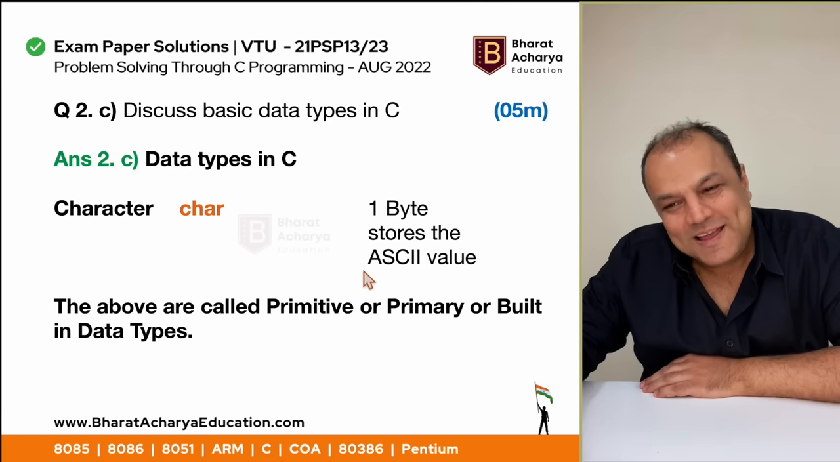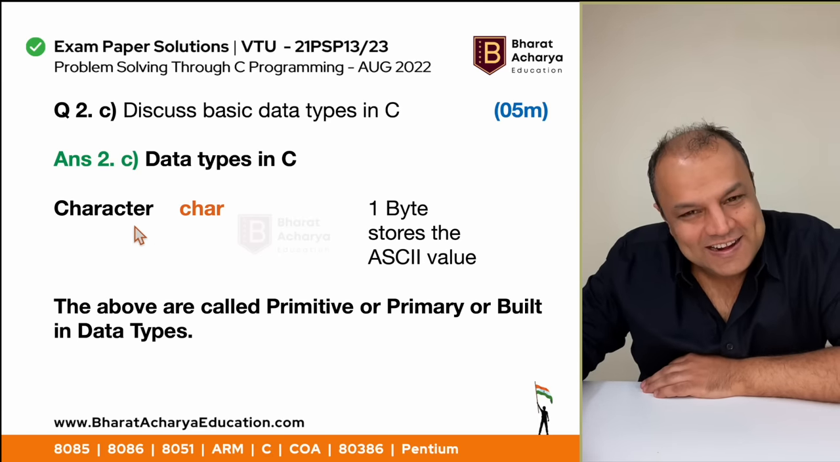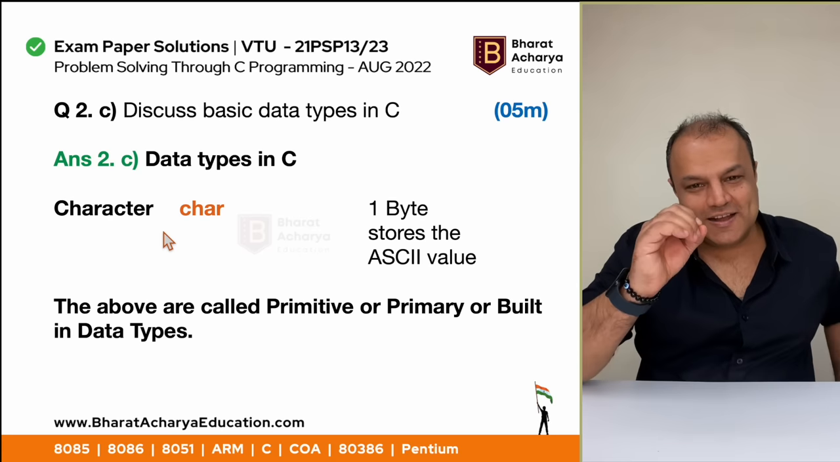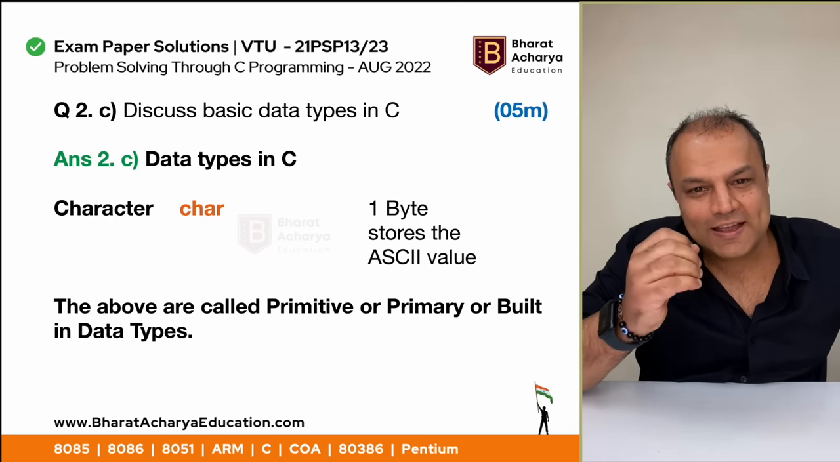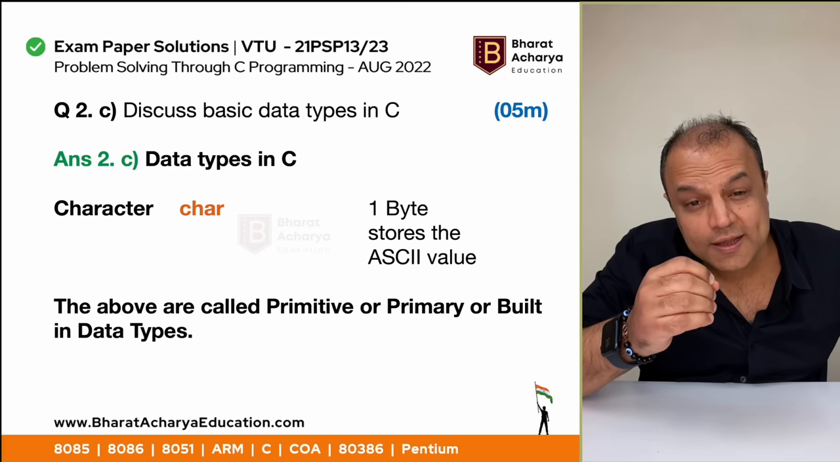The last data type and the last question of this lecture, CHAR data type. CHAR data type is a character, a single character like A or B or C, etc. It is stored in its ASCII form.